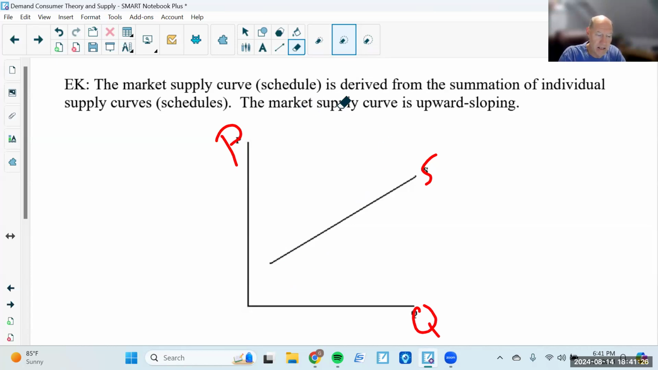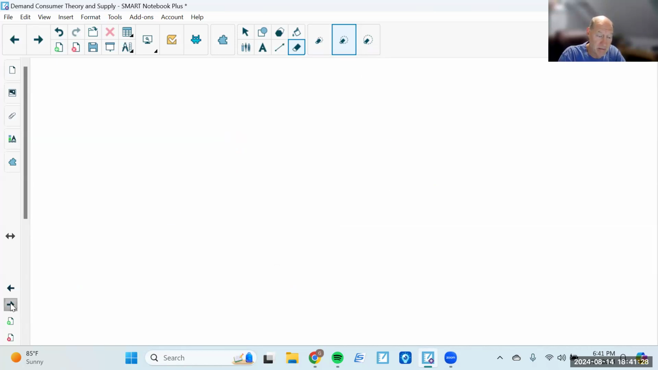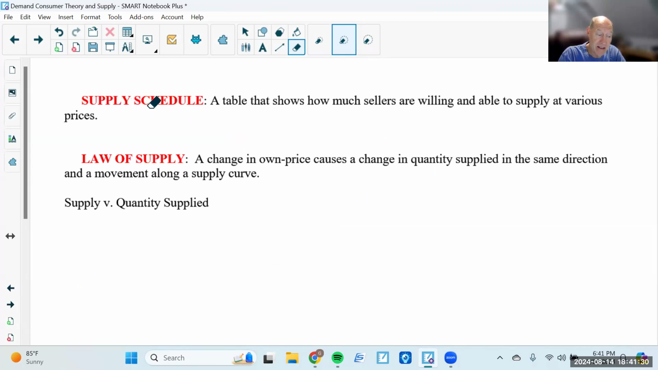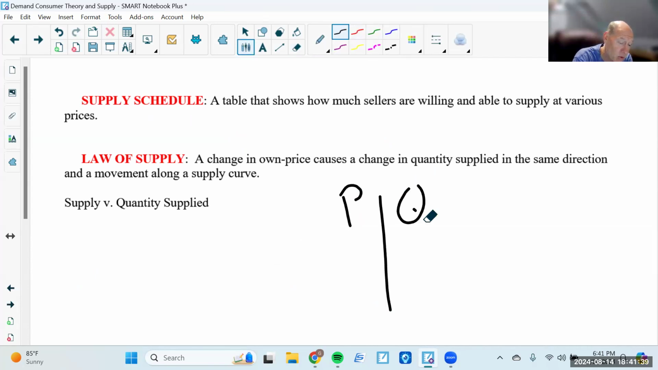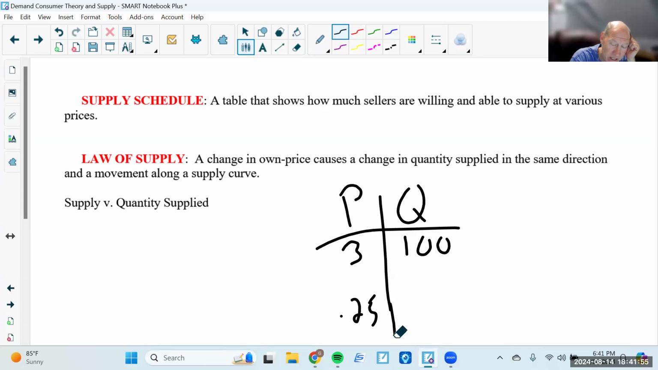Okay, so this would be a market supply curve, supply to the sky. Supply schedules, supply curve comes from a supply schedule. So you could do the same thing we did with demand. You could come in here and you could have a price and a quantity. And what we know is that when the price is high, let's say the price is $3, they might be willing and able to sell us 1,000. When the price is 25 cents, they are willing and able to sell less.